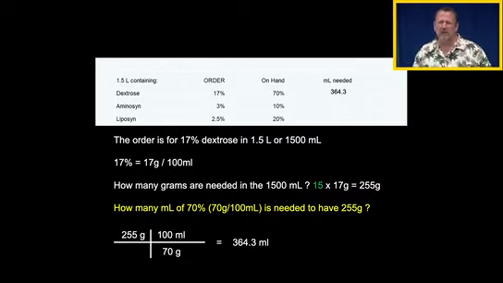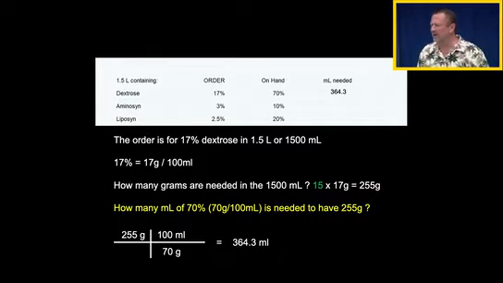All right, so how many mils of the 70% solution, which is 70 grams for every 100 mils, do we need to have 255 grams? And so here we've flipped this over because the question is how many milliliters. So we take the 255 grams, multiply that by 100, and divide by 70. And we end up with 364, and I put the extra digit on there, 0.3, because the book gives you all these insignificant figures that are not necessary for the calculation.